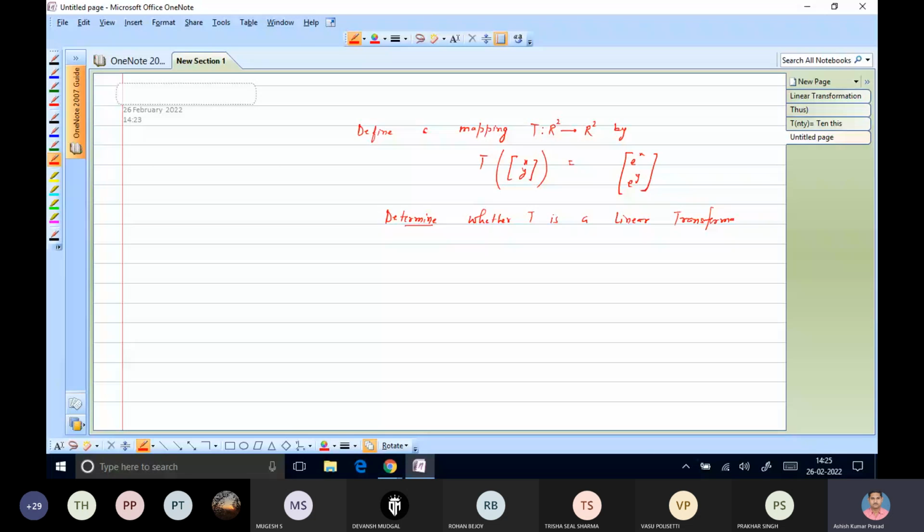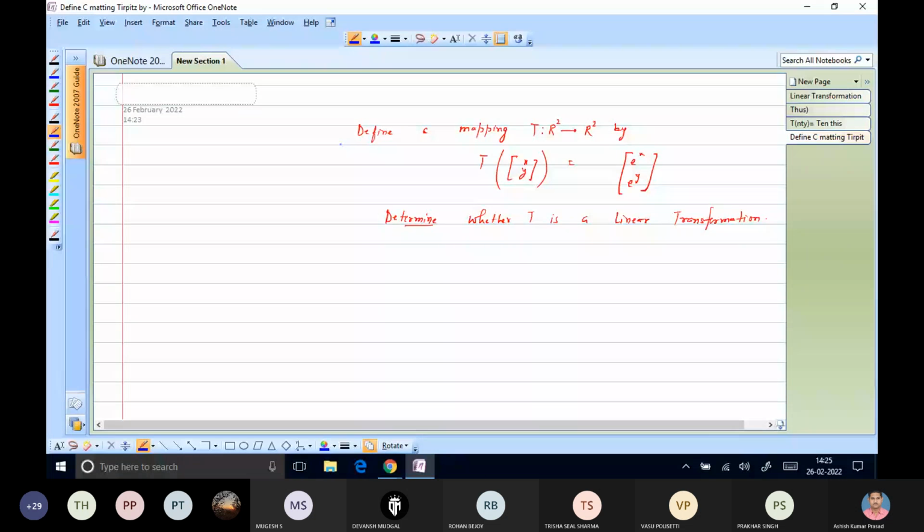Determine whether T is a linear transformation. So how to solve this type of question? First of all, because T is a linear transformation, I can write T0 as T(0 plus 0), and because T is linear, it is nothing but T0 plus T0.